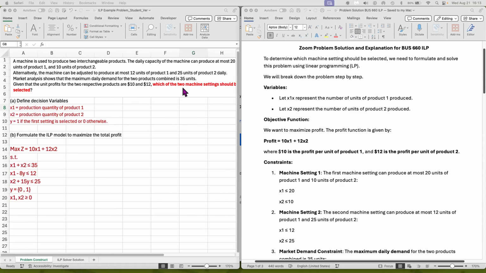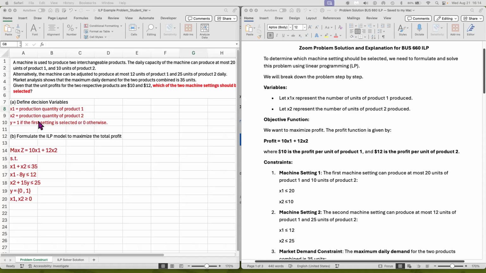This is why we have integer linear programming. So to start off, we're going to do this exactly like we would any other type of linear programming. We're going to identify product one as x1, product two as x2. Now, y is going to equal 1. It's one of those constraints that we haven't had to deal with before, because we're going to have to process x1 and x2 separately and then together. So y is a 1 if the first setting is selected. Otherwise, it's 0. It doesn't count.